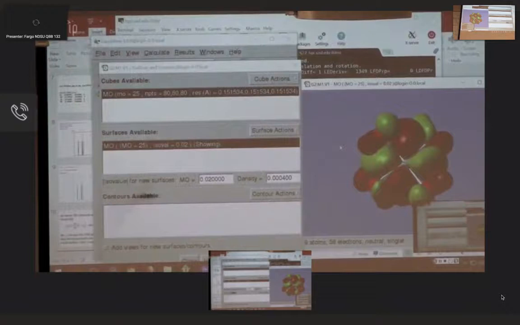Type: CHEM, space, letter O, letter M, O equals something you like. Space, your file .fchk. Space, your file with a creative name for the orbital.cube.